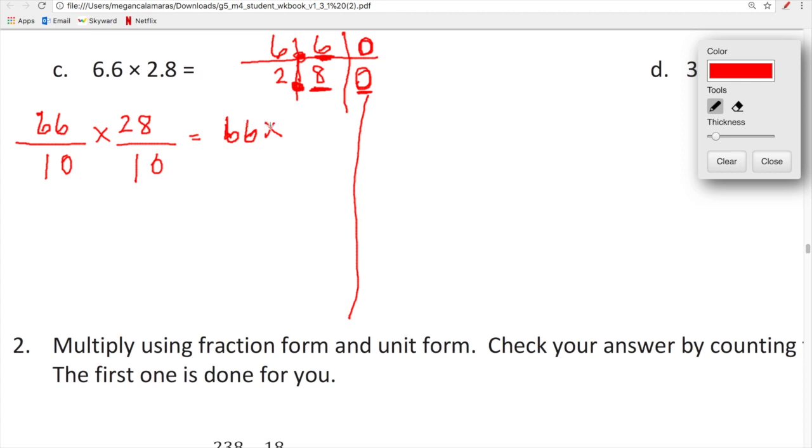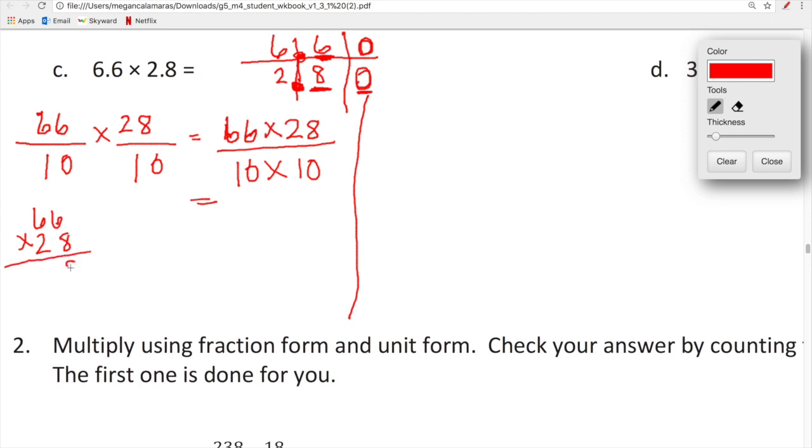We invested so much time multiplying fractions because that set us up for success for this moment. So we multiply the numerators together, 66 times 28, and then we multiply the denominators together, 10 times 10. And then we just have to do the grunt work. So let's figure out 66 times 28 over here.